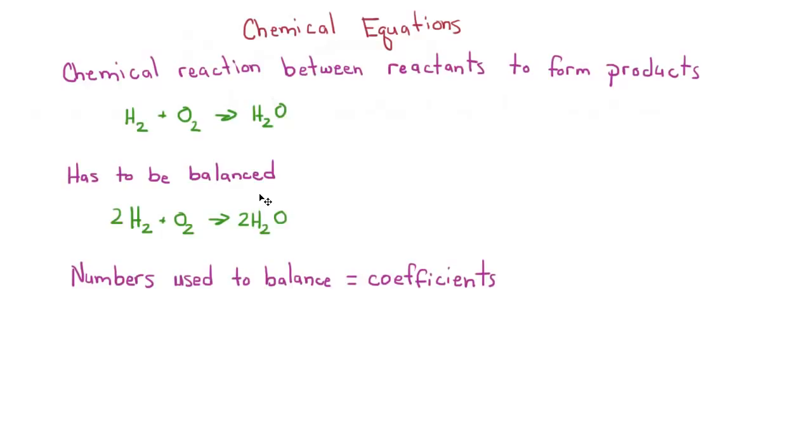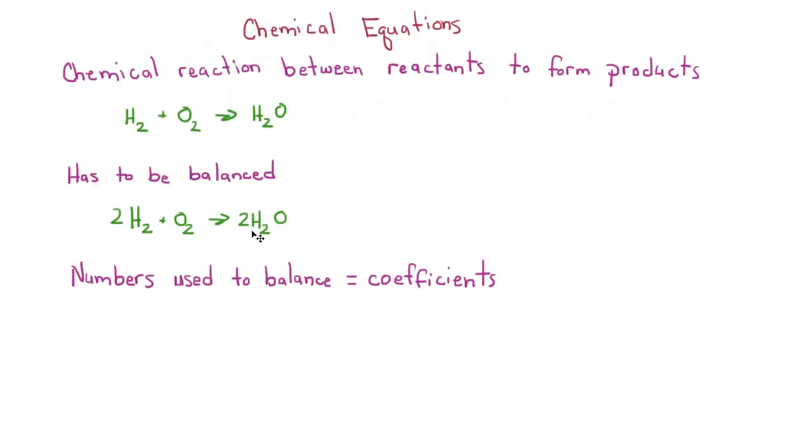Anyways, these chemical equations have to be balanced, just like a math equation. You have to have the same number of things on the left side as the right side. So, in order to balance this equation, we start off, you have 2 atoms of hydrogen, 2 atoms of oxygen. But on the right side, you have 2 atoms of hydrogen, but only 1 atom of oxygen.